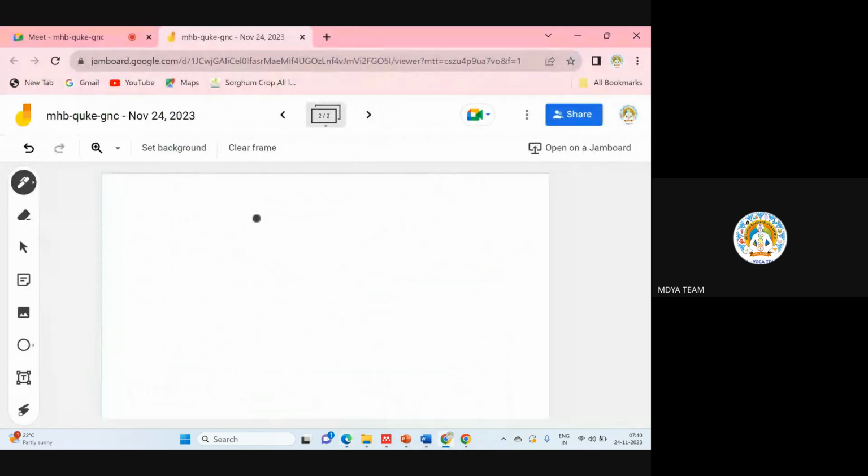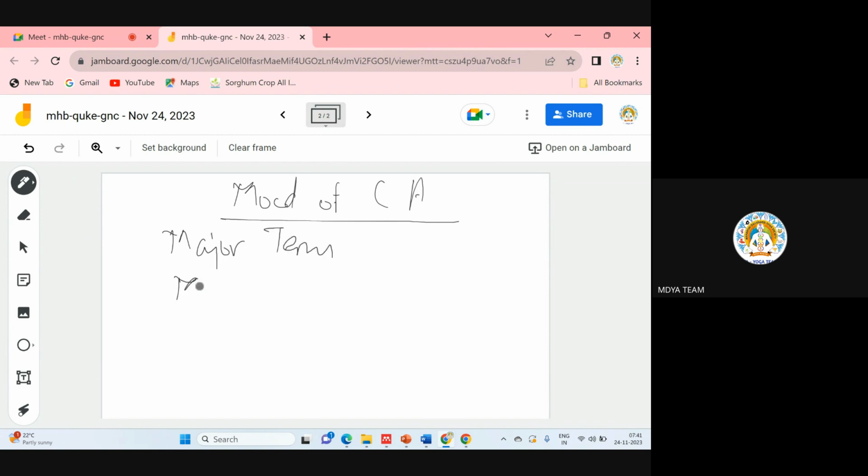Okay, now let's discuss mood of a categorical proposition or mood of a categorical argument. What is mood? Before telling the mood of a categorical argument, we have to know certain terms. One is major term, minor term, middle term.